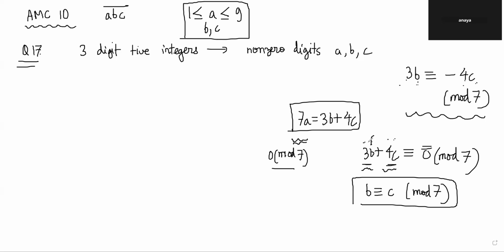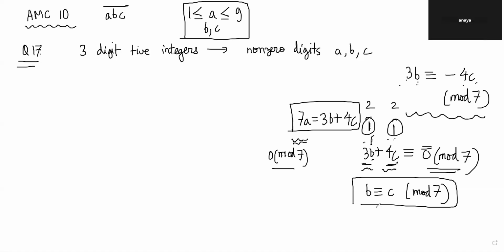For example, you can get a 0 mod 7 by making, for example, 1 and 1, right? See? And what happens if you do 2 and 2? You will see 6 plus 8, 14 is coming. Again, 0 mod 7.